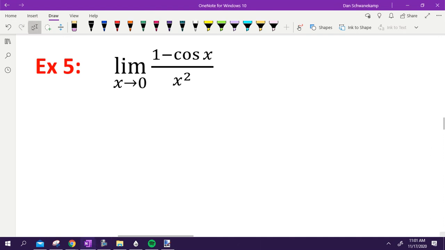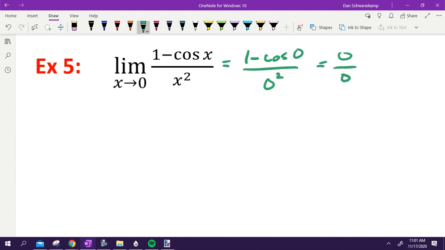Limit as x approaches 0. We're plugging in 0. If I plug in 0 on top, I get 1 minus cosine at 0. We just did that, that's going to get me 0. On bottom, it's 0 squared, which is 0. Great. If I get 0 over 0, I'm using L'Hopital's rule. So we're going to take the derivative, the limit as x approaches 0.